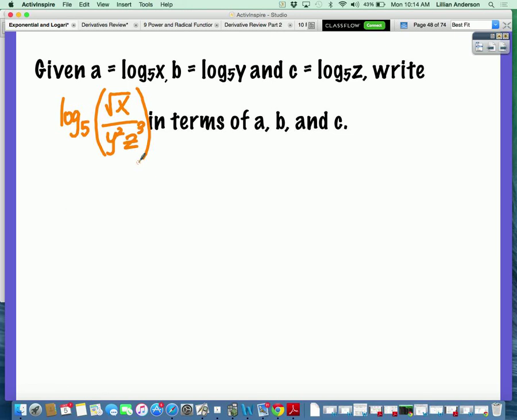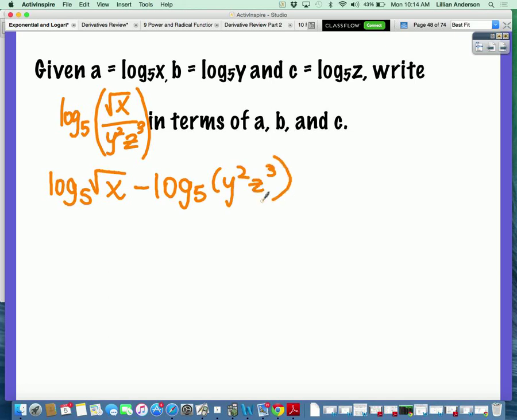Would it be like you write log base 5 of square root of x minus log base 5 of y squared and then plus log z? Very good. Realize that when there's a division, that means you're basically subtracting two logs from each other. So this can be written like so. And then when you're multiplying, you're adding.